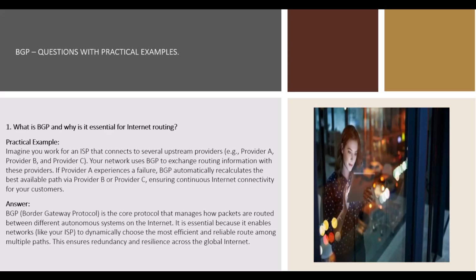So the first question is, what is BGP and why is it essential for internet routing? Now, the practical example for this question is, imagine you work for an ISP that connects to several upstream providers, provider A, B, and C. Your network uses BGP to exchange routing information with these providers. If provider A experiences a failure, BGP automatically recalculates the best path via provider B or C, ensuring continuous internet connectivity for your customers.